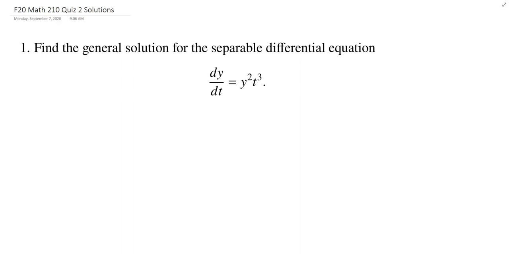So to separate a differential equation, we want to change it so that all of one variable is on one side and all the other variables on the other. So in this case, we can divide both sides by y squared and multiply both sides by dt. So we'll divide by y squared and we'll multiply by dt. And if we do that, we'll be left with dy over y squared equals t cubed times dt. And at this point, we can see, yes, it really is separable. We've got all the y's on the left and all the t's on the right.